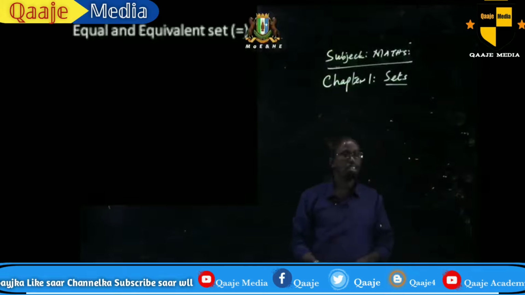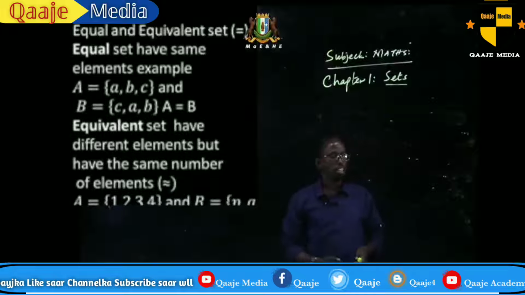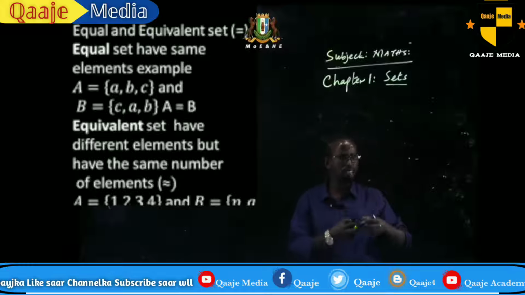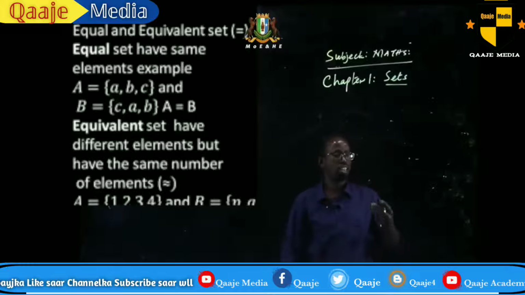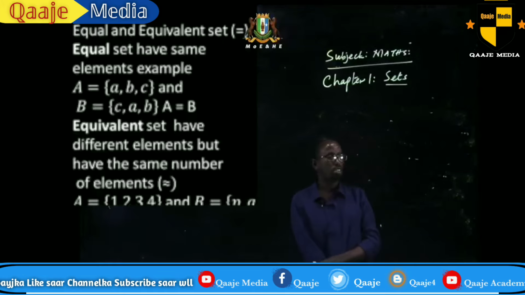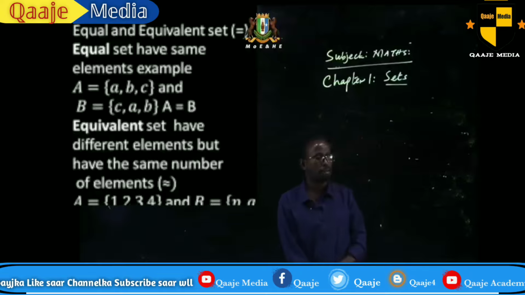Equal sets. These sets have the same elements. Let's take an example of 2 sets. Set A, which is {A, B, C}, and set B, which is {C, A, B}. The order of writing the set is not important, so therefore they contain the same elements.